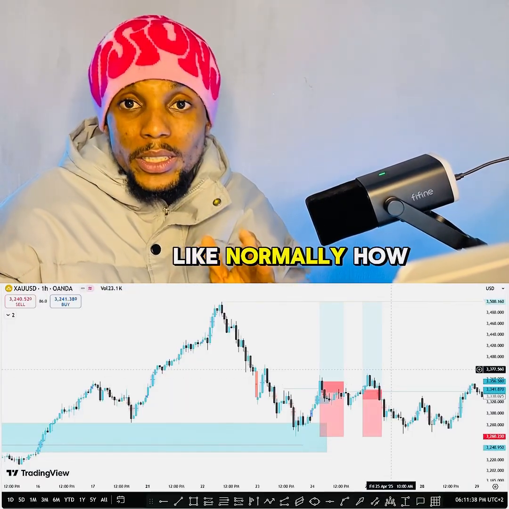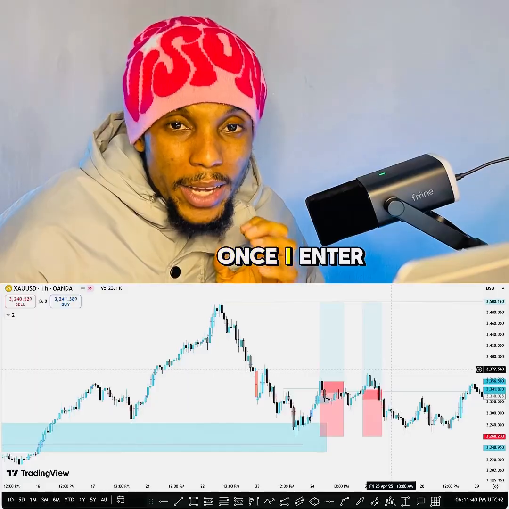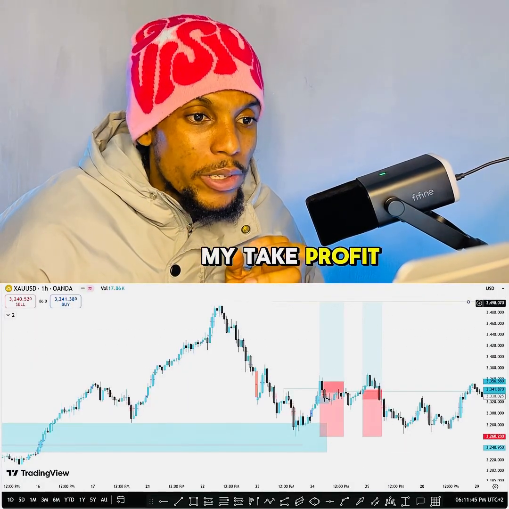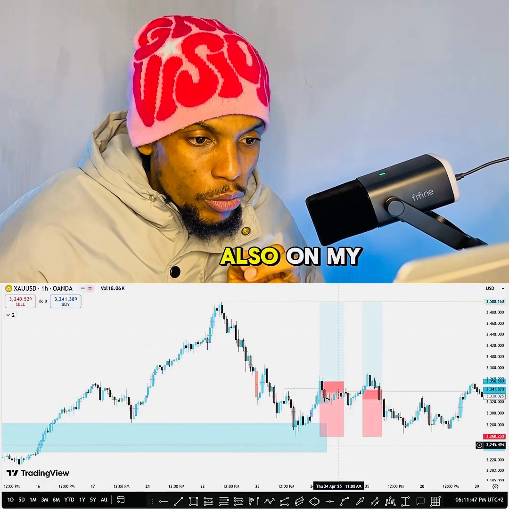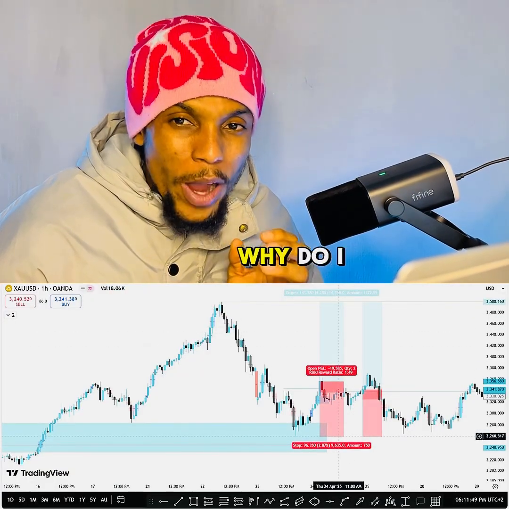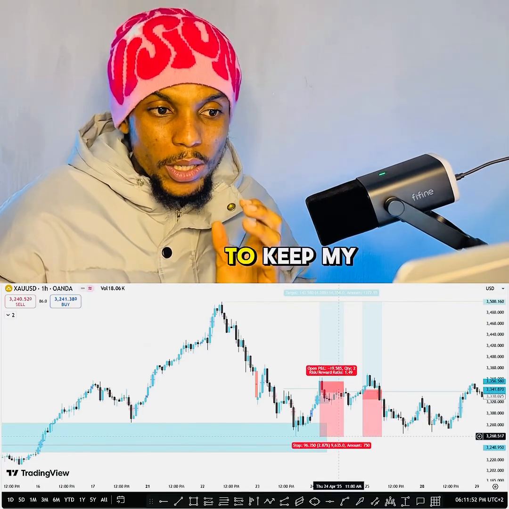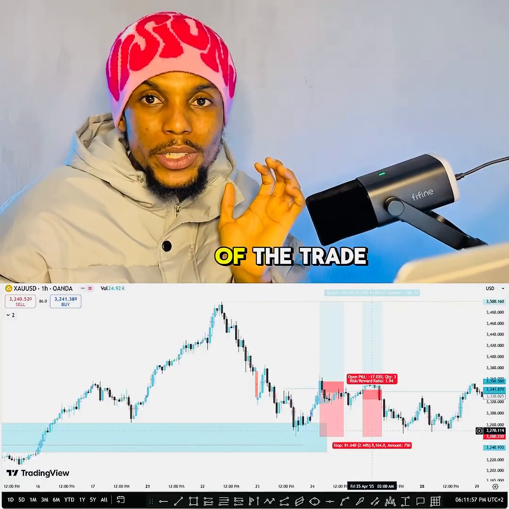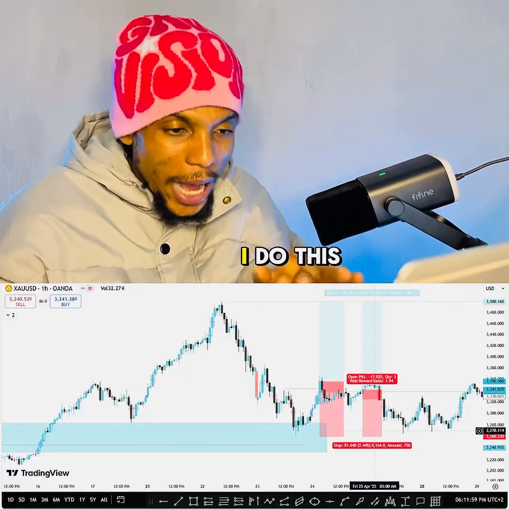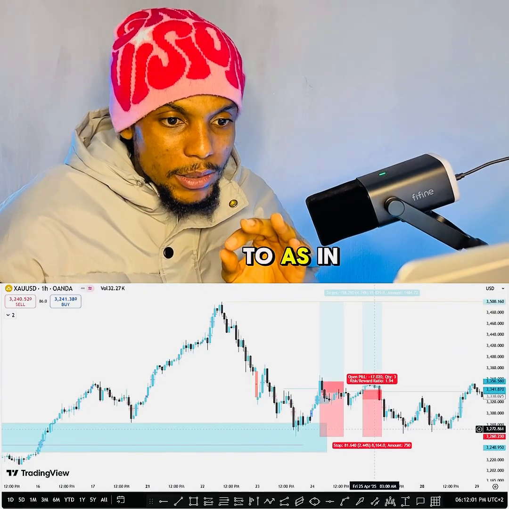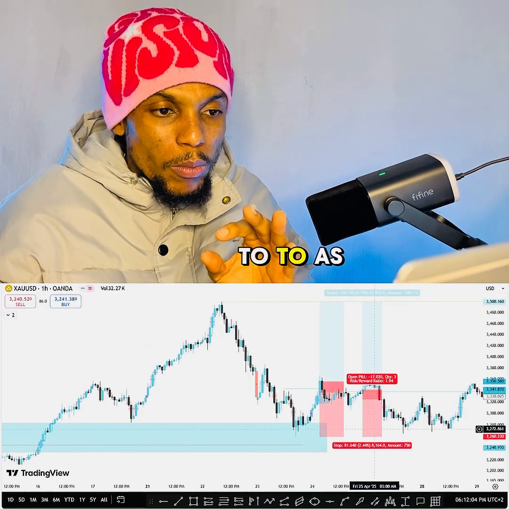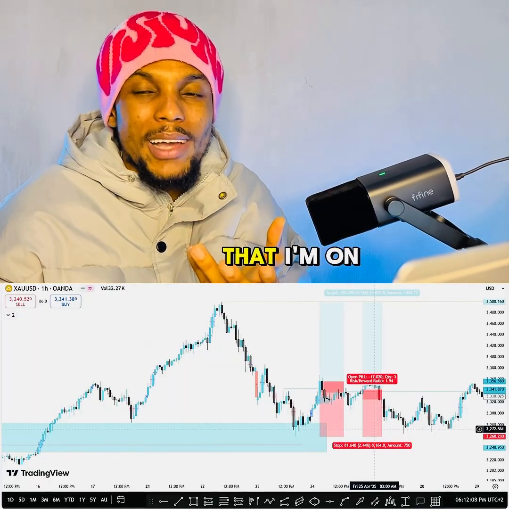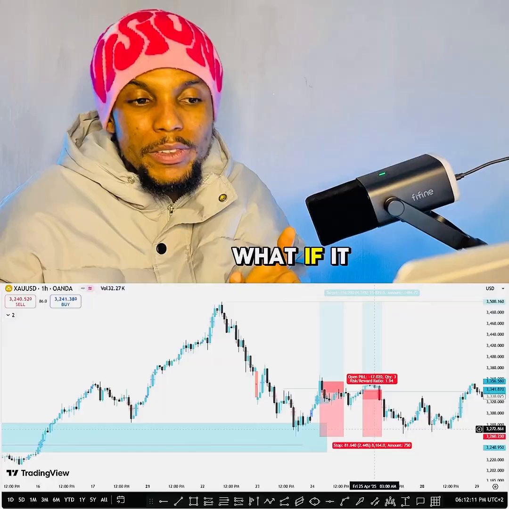Normally, how I do it is once I enter a trade, I set an alarm on my take profit area, and I set an alarm also on my stop loss area. Why do I do this? I do this to keep my head off the trade. I do this to zoom out of the trade. I do this to get out of the chart, to remove myself from the thoughts that I'm on a trade. What if it goes well and what if it doesn't go well?